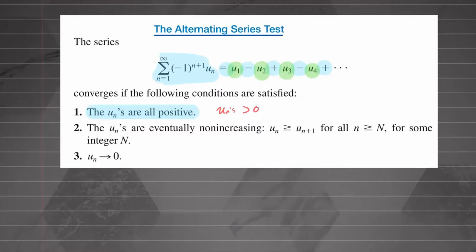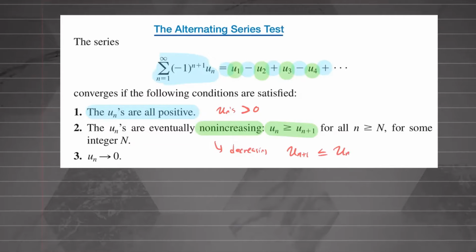To write this in shortcut, we can say that we want to make sure our terms, u sub n, are greater than 0. Then the second condition: you want to make sure that eventually your terms are non-increasing, meaning your term u sub n is greater than the next term, u sub n plus 1. Another way you can say it is that it's decreasing. You can say u sub n plus 1 is less than or equal to u sub n. That's another way of considering the same statement.